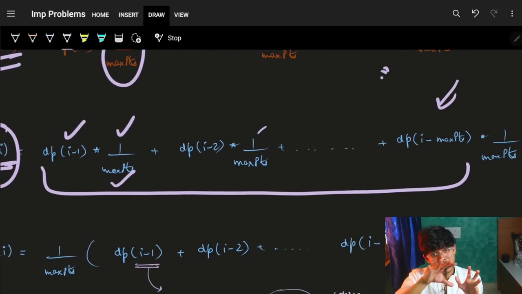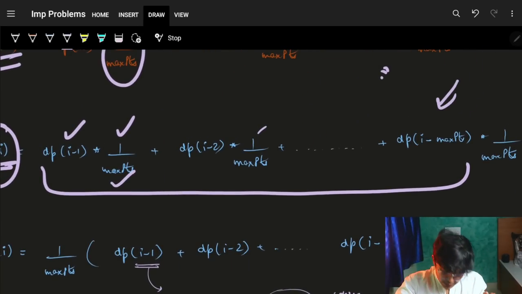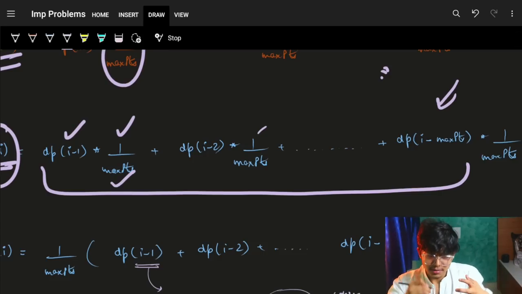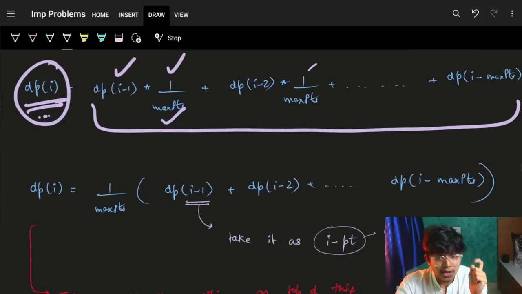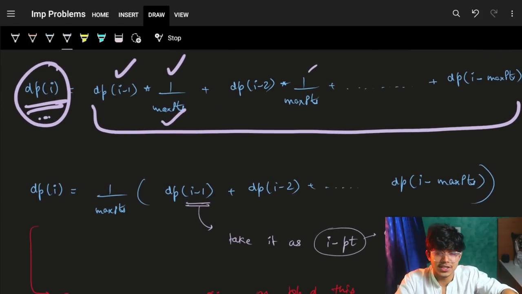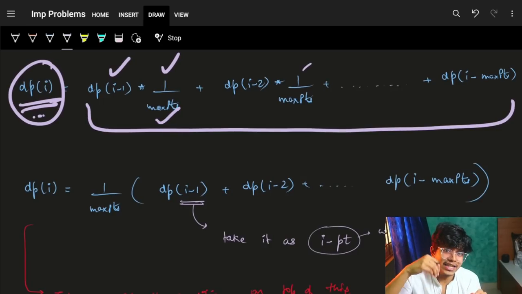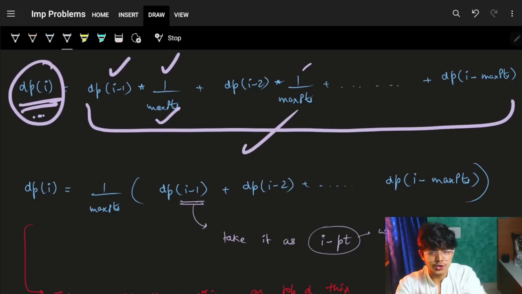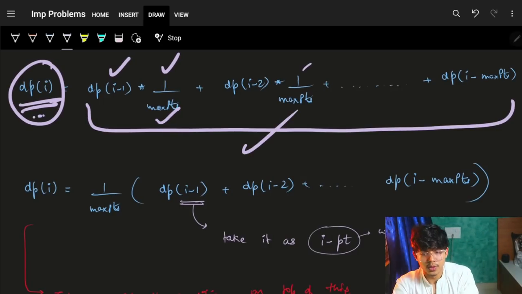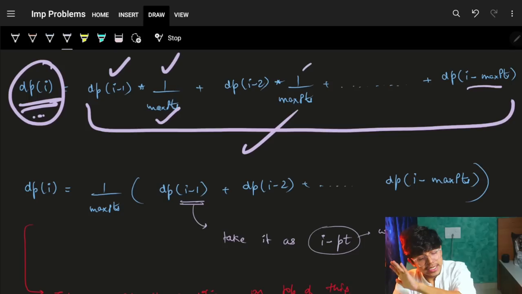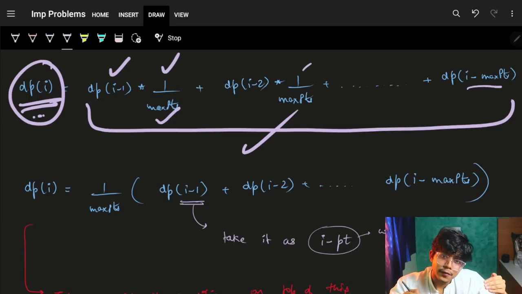It is very important to move in this way, because it actually makes it easier to understand, and also for you to write in the actual competition, contest, OA or interviews. So please go via values, and not directly show what is DP of I minus 1, I minus 2, and up to I minus max points. It will not help you at all. So go step by step, it will help you.